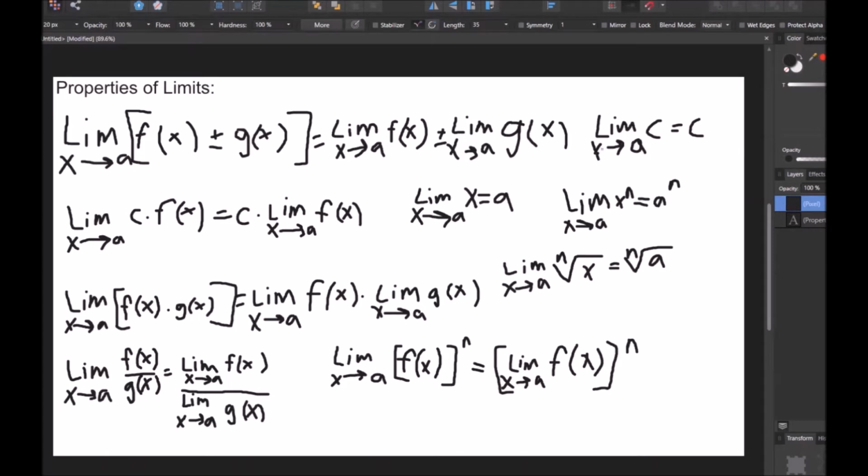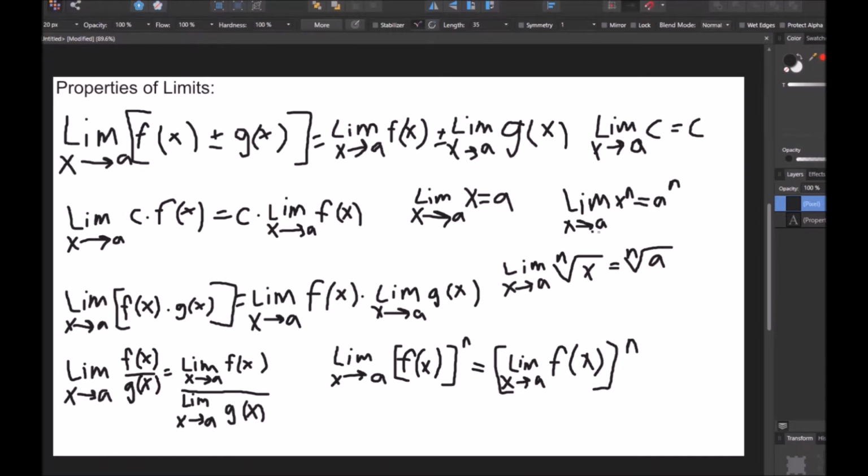Then if we go over here, the limit as x approaches a of c is just going to be equal to c. And that makes sense because c is a constant. That's like saying the limit as x approaches 5 of 1 is going to be equal to 1, because it's just 1, it's a straight line. It's just going to be approaching 1. Then we have the limit as x approaches a of x equals a. So like the limit as x approaches 5 of x, well, if x is just x and it's approaching 5, then it's going to be equal to 5.